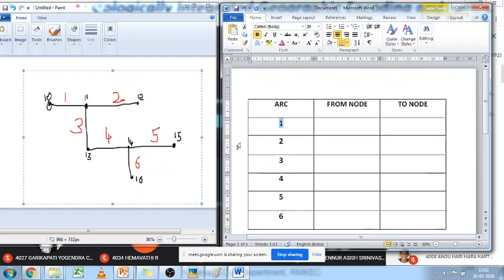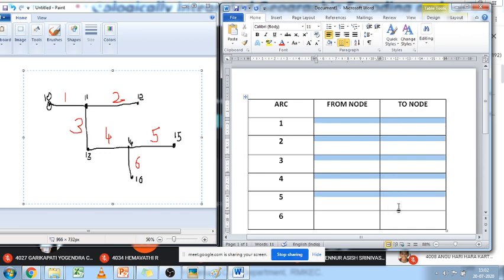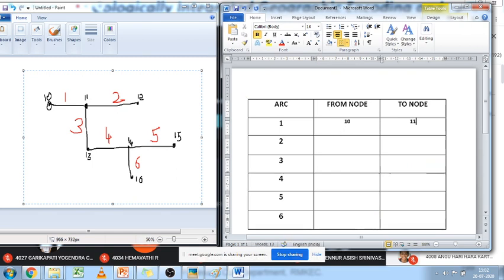Can you understand now? The data which will be represented in the database will be 10 and 11. These will be the left and right node, or the from and to node, for every arc. Now, can anyone respond in the chat box: for line number 2, what will be the from node and to node?